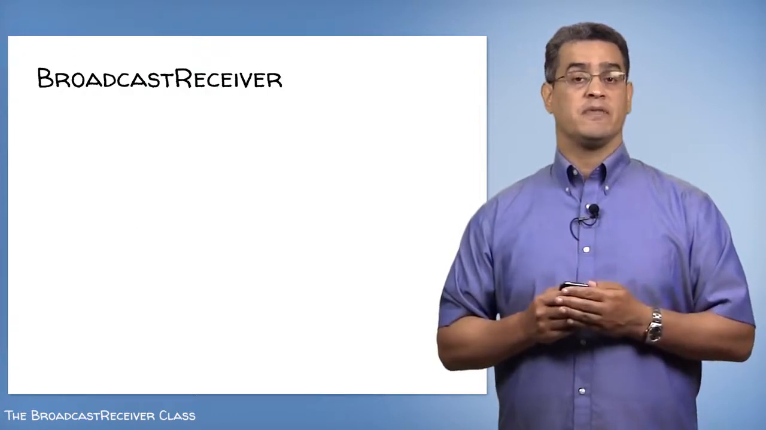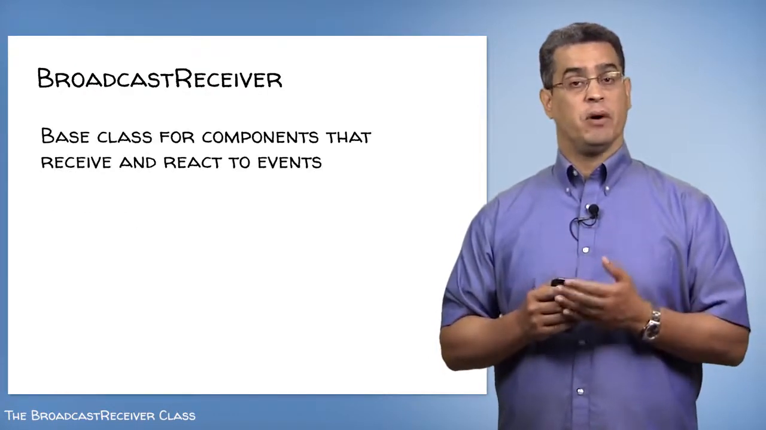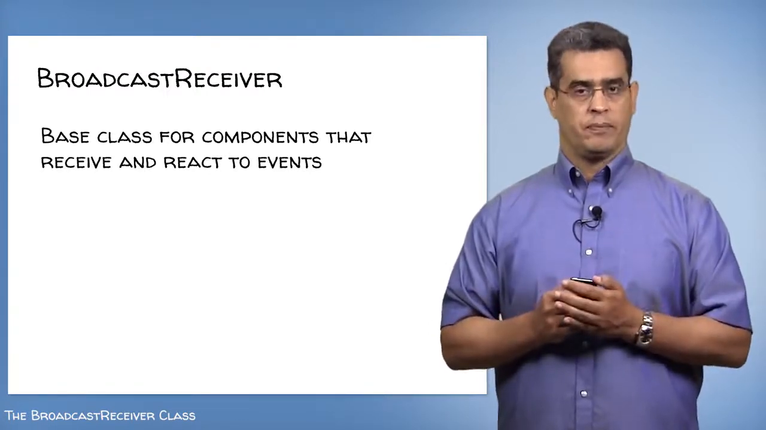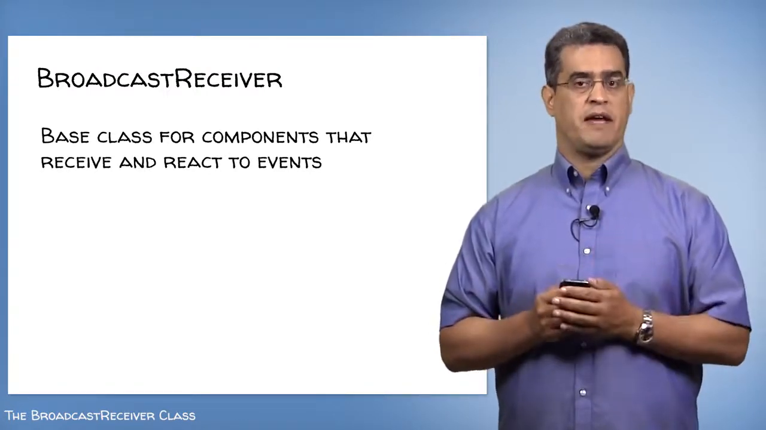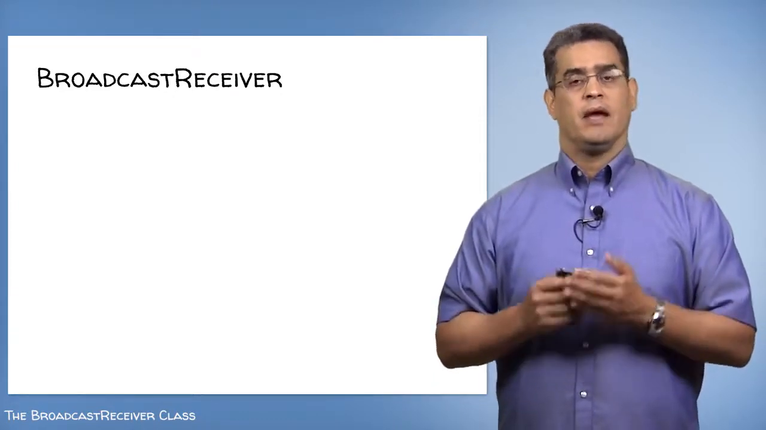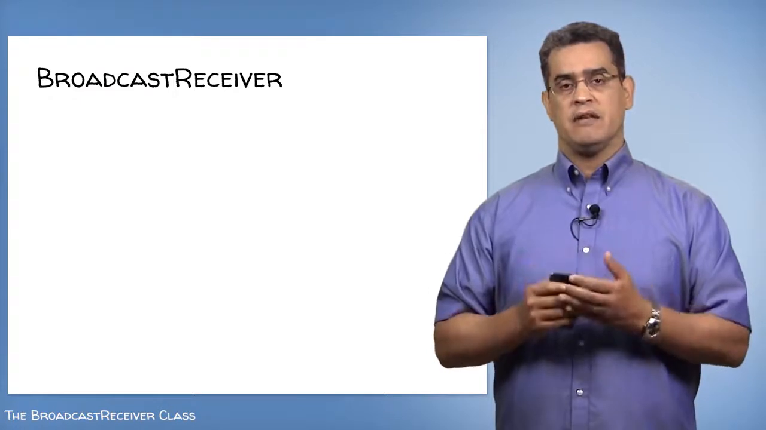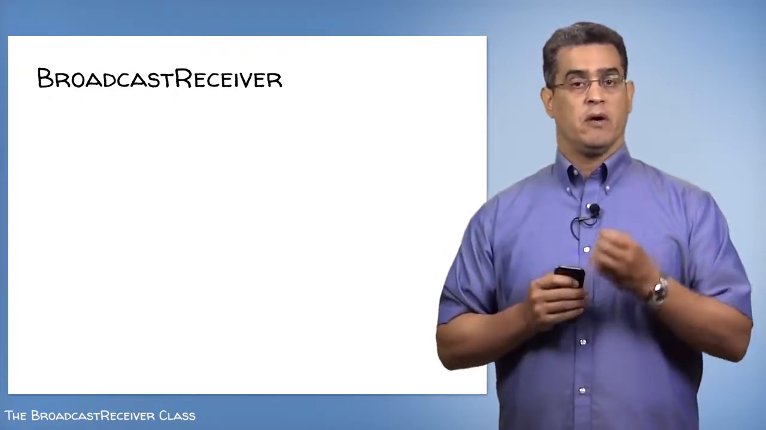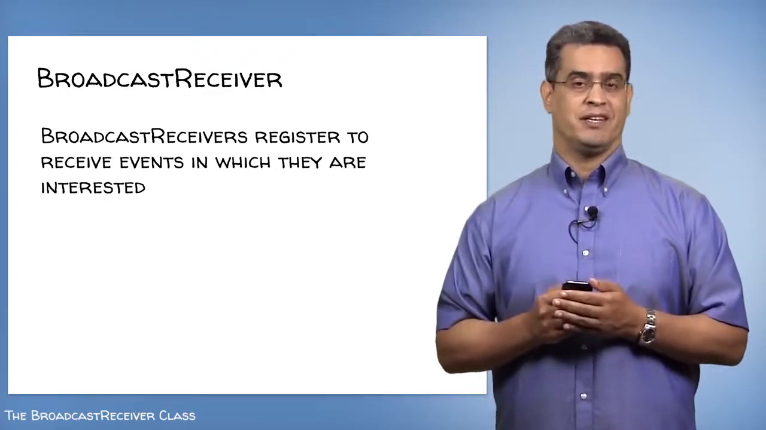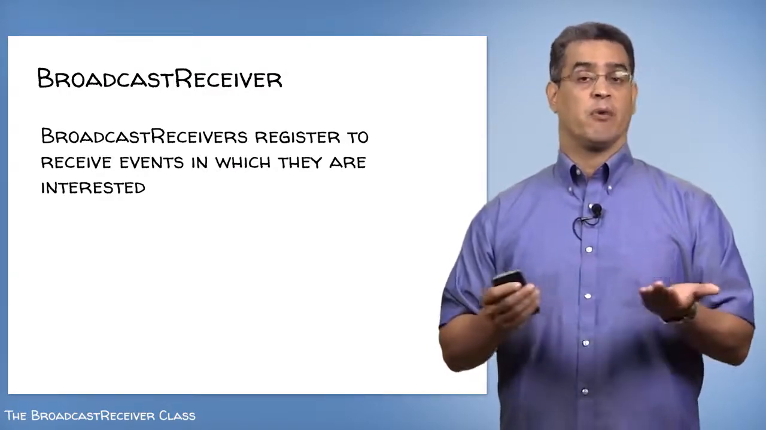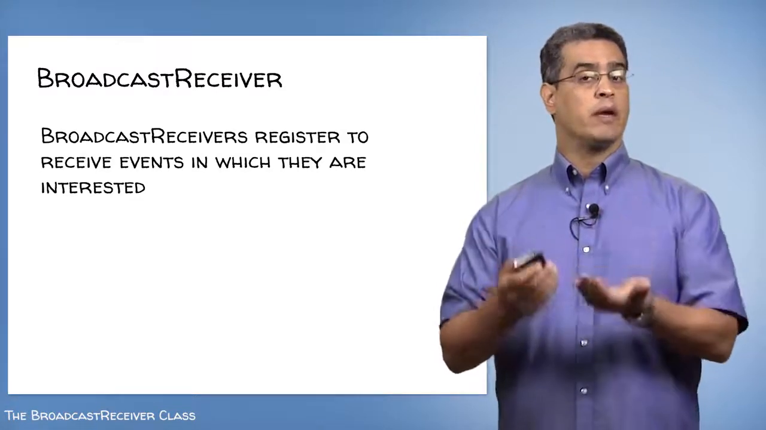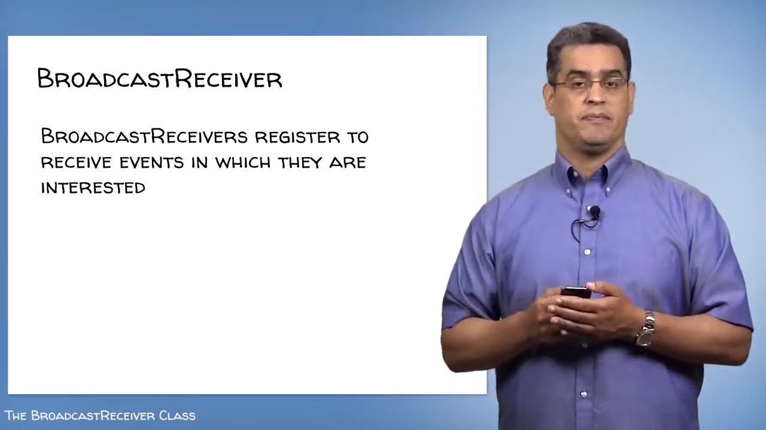The broadcast receiver is a base class for components whose purpose is to wait for certain events to occur, to receive those events, and then to react to them. And the way this all works is that individual broadcast receivers register to receive the specific events in which they're interested. For example, there's a broadcast receiver in Android whose job is to listen for outgoing MMS messages.